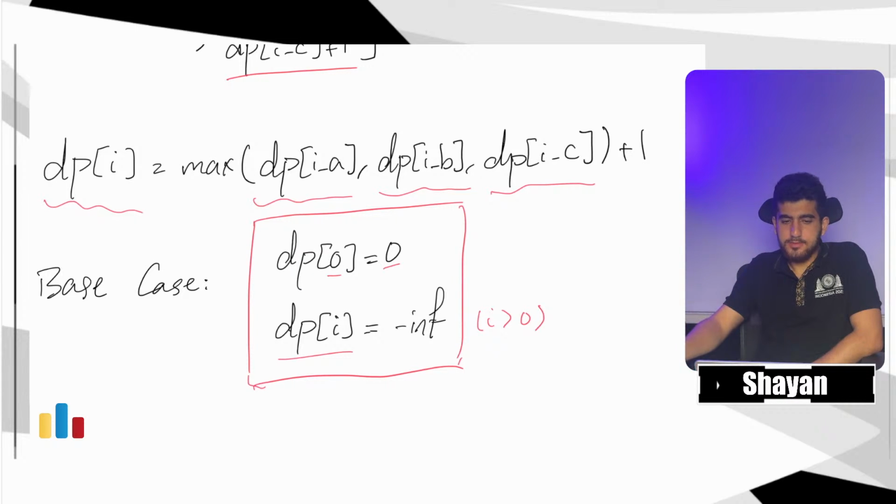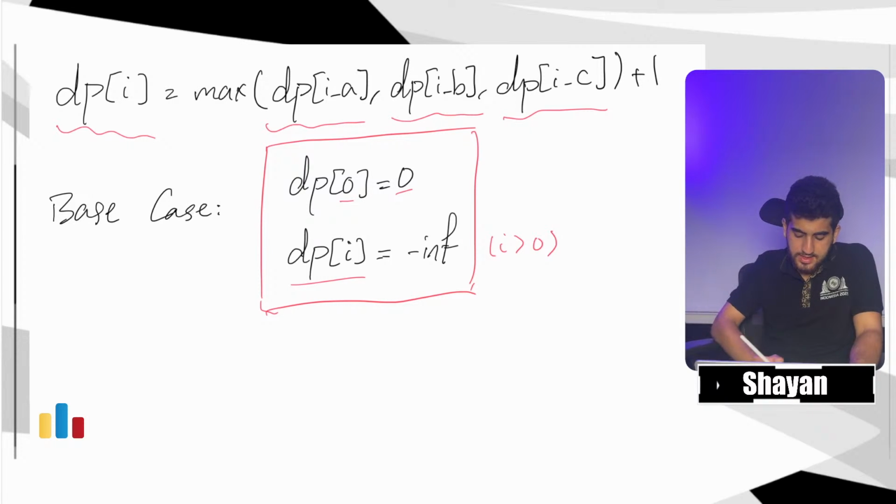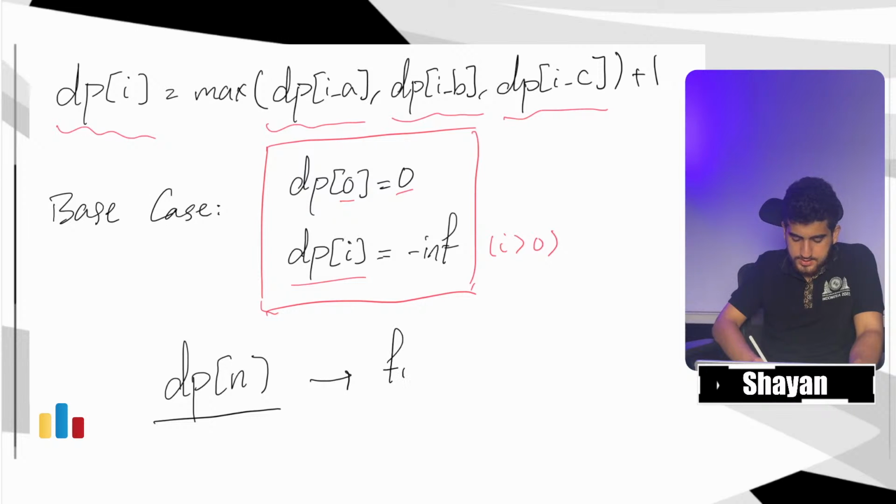Is it clear? I'm sure that for any I, if it is not possible to cut the ribbon of length I into several pieces of A, B, and C, its answer is not going to be greater than 0 at the end. And at the end, I just need to see dp of n. And since there exists at least one solution, it's going to be greater than 0 for sure. This is going to be my final answer.